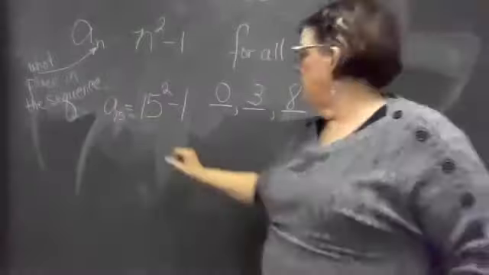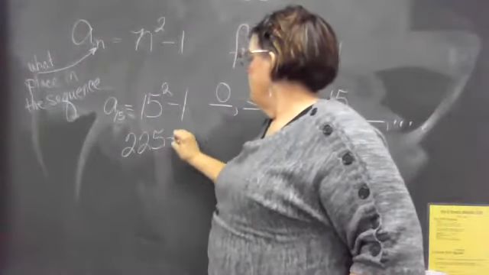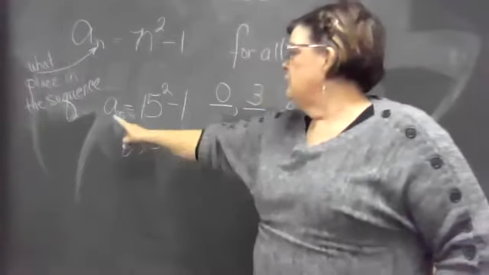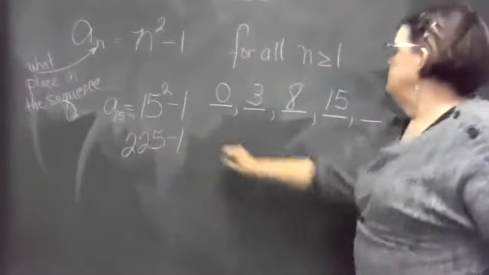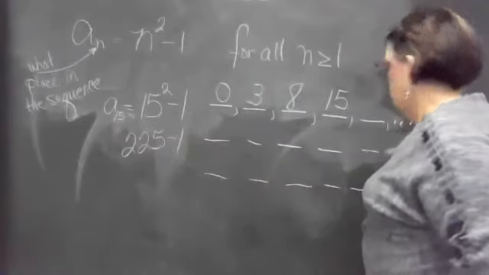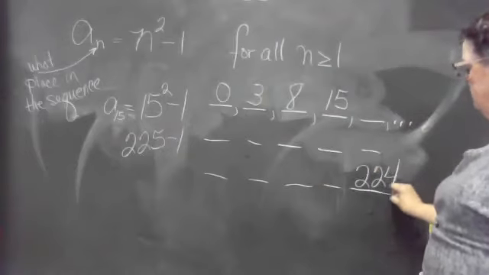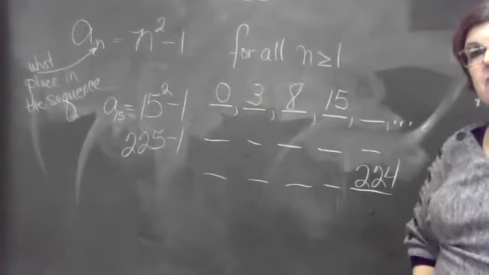So 15 squared is 225 minus 1. So the 15th term would be 224. Y'all see?